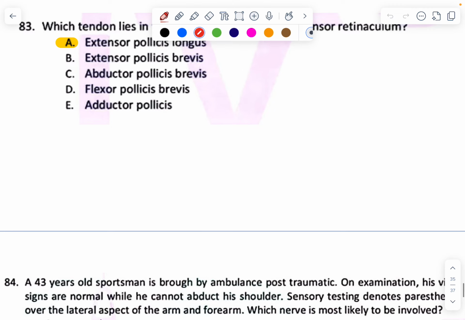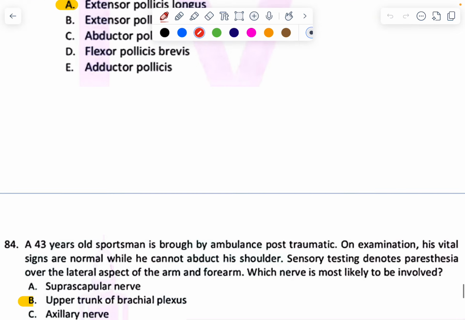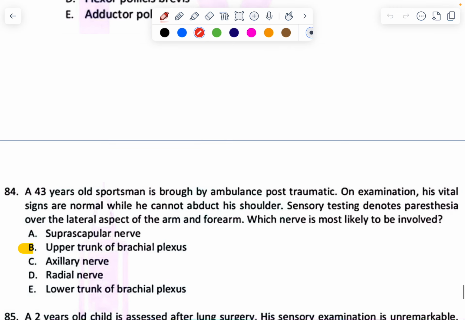A 43-year-old sportsman is brought by ambulance post-trauma. On examination, his vital signs are normal, but he cannot abduct his shoulder. Sensory testing denotes loss over the lateral aspect of the arm and forearm. What nerve is it? Deltoid is lost. Posterior cord, axillary nerve is lost. Axillary, posterior cord, upper trunk of the brachial plexus.